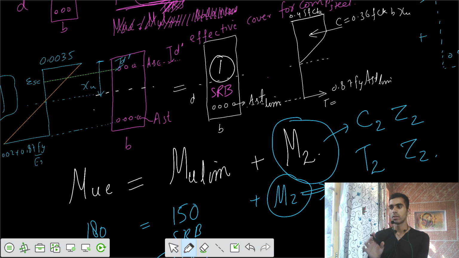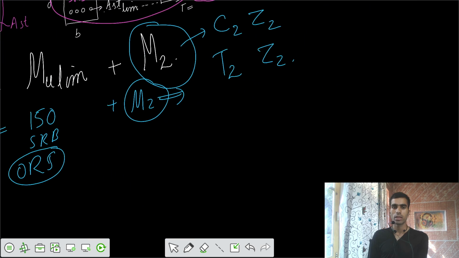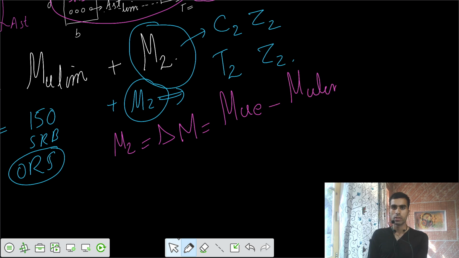What is the moment of resistance of a singly reinforced beam? That's all we know. We were doing that for 3-4 hours. And the extra part that is trying to make the singly reinforced beam an over-reinforced section, that moment M2, we can call delta M. This difference of moments is the external factored moment minus the limiting moment of resistance of the singly reinforced beam, and this is applied on the section.